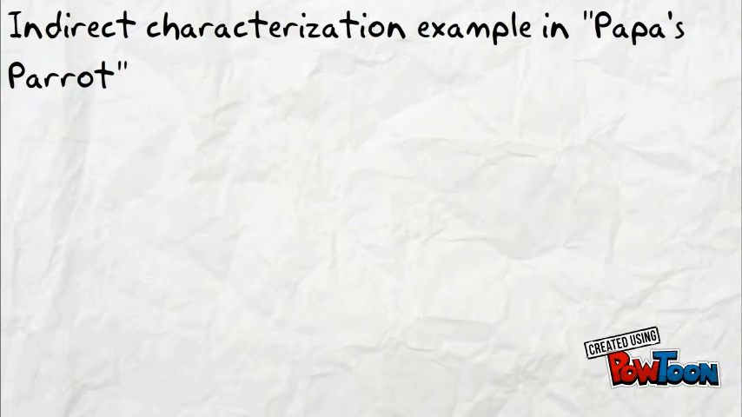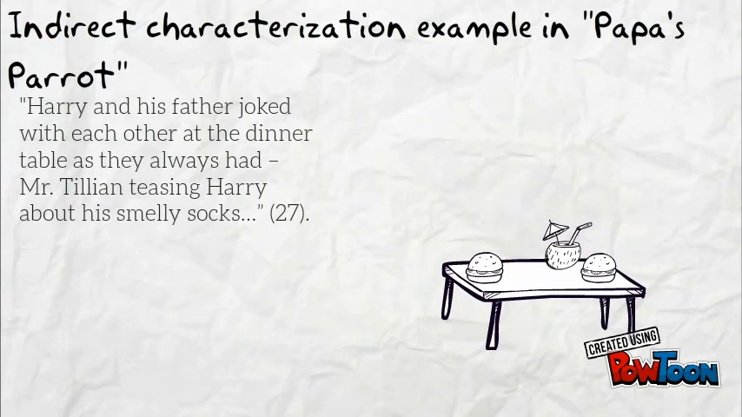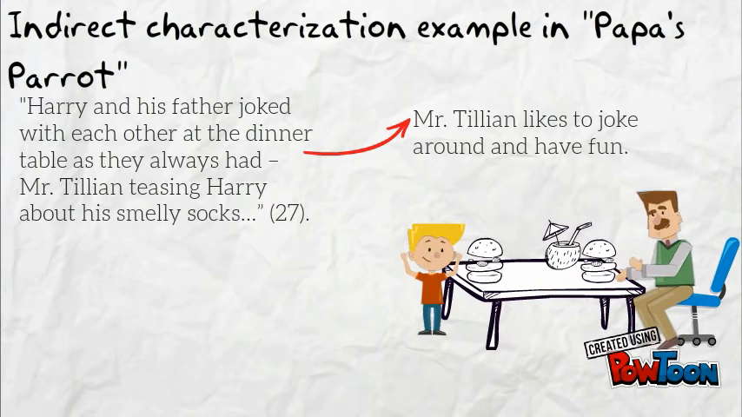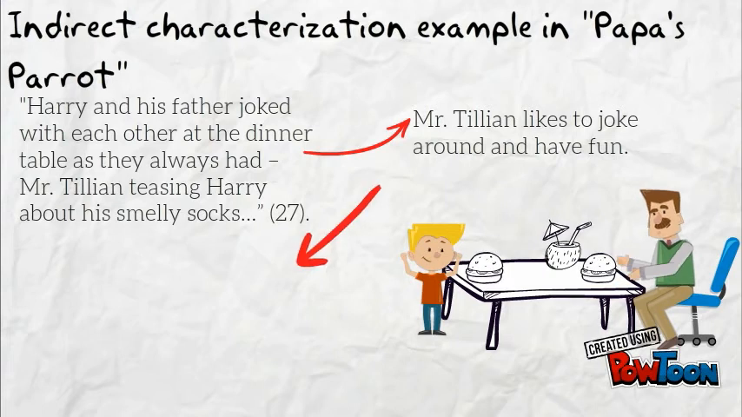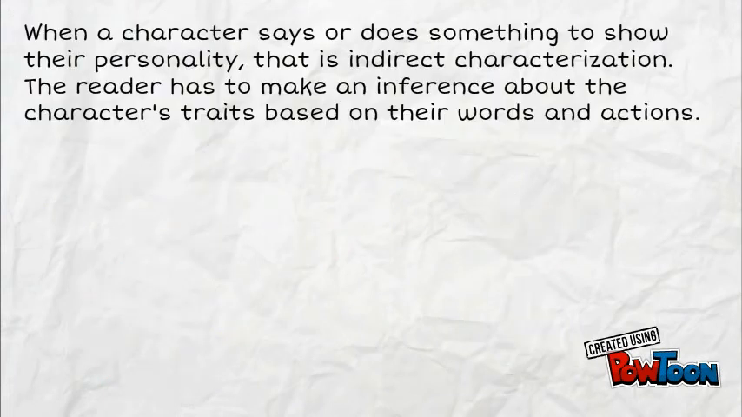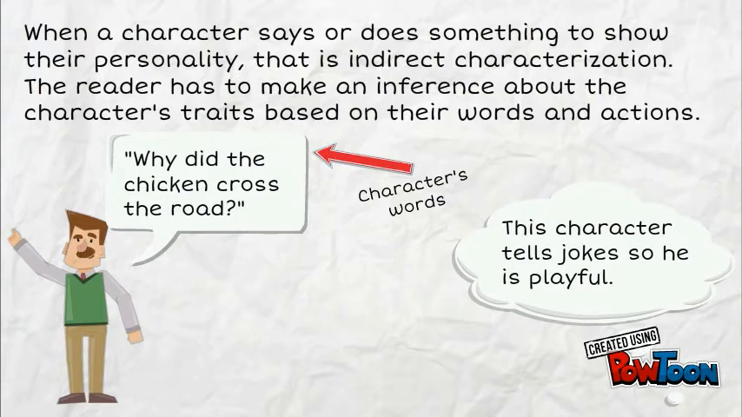Here's an example of indirect characterization in Papa's Parrot. In the text, it states that Mr. Tillian joked and teased during dinner, showing us that Mr. Tillian liked to joke around and have fun. Thus, we can make an inference that Mr. Tillian has a playful personality. When a character says or does something to show their personality, that's indirect characterization, where the reader has to make an inference about the character's traits based on their words or actions.